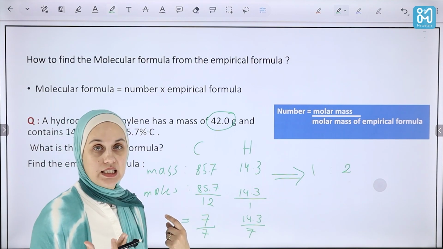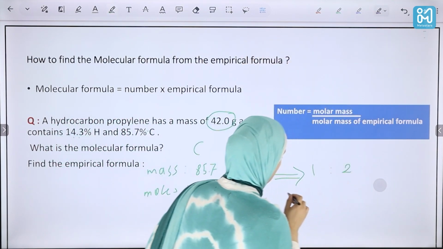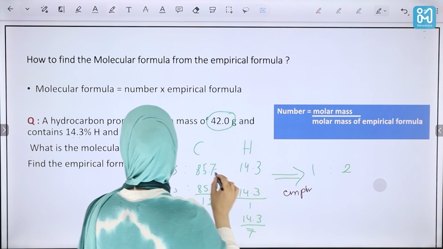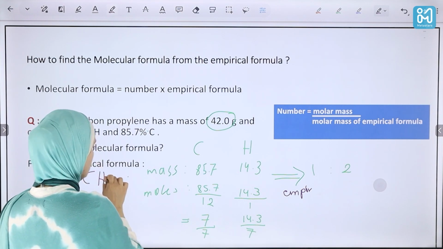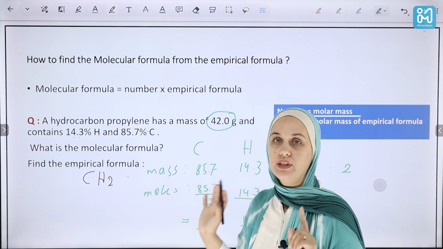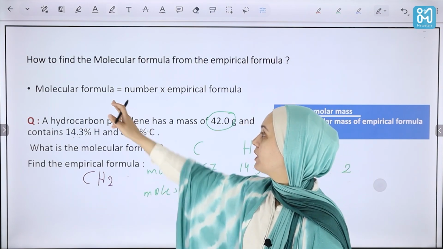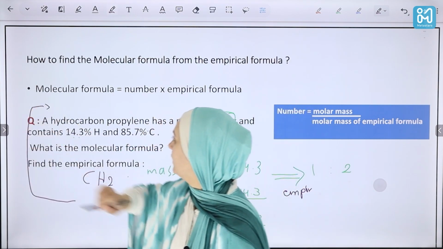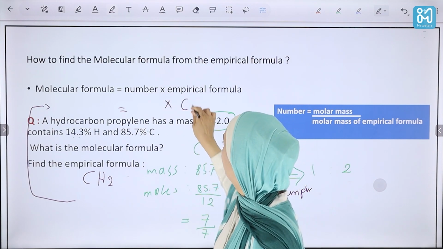So what is the empirical formula? The empirical formula is CH2. But I didn't finish yet. After finding the empirical formula, I have to calculate the molecular formula. So, going back to the molecular formula equals a number times the empirical formula, I found CH2.